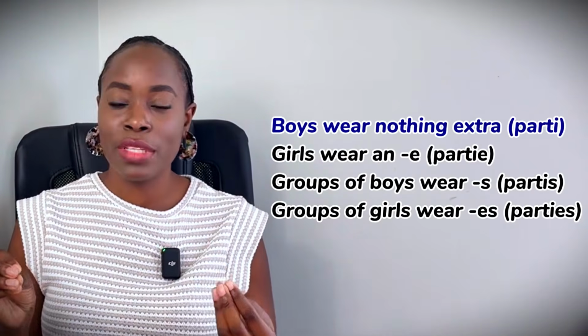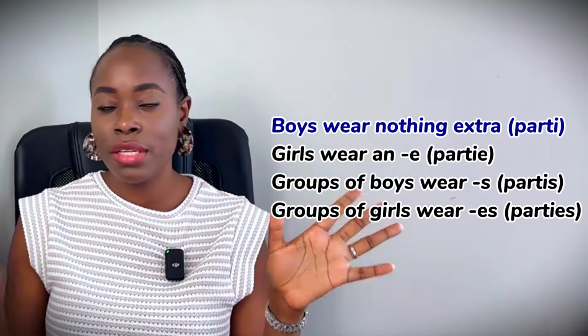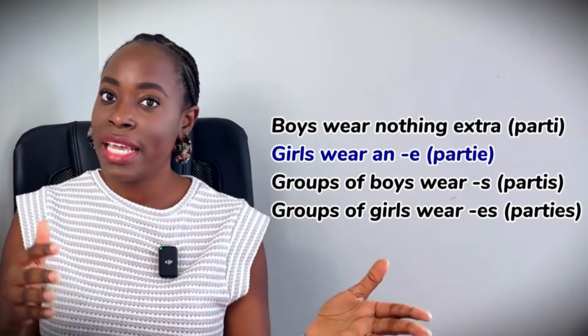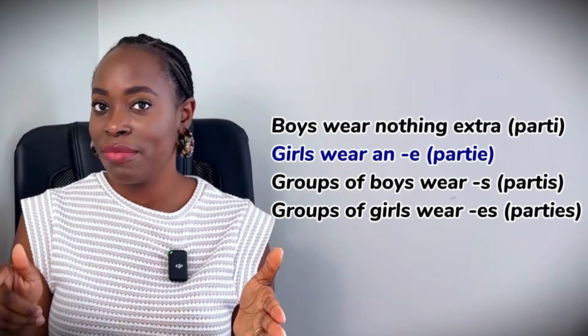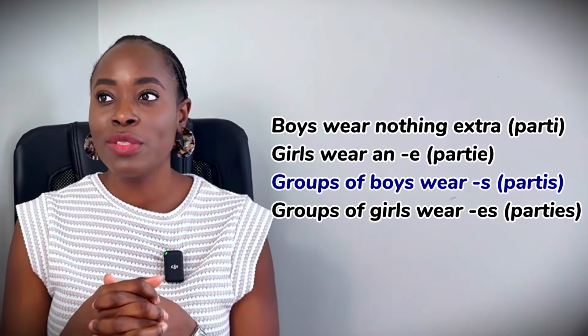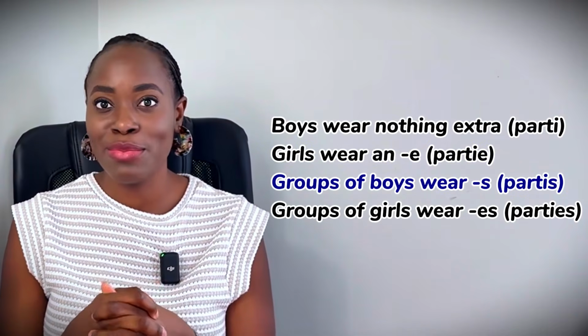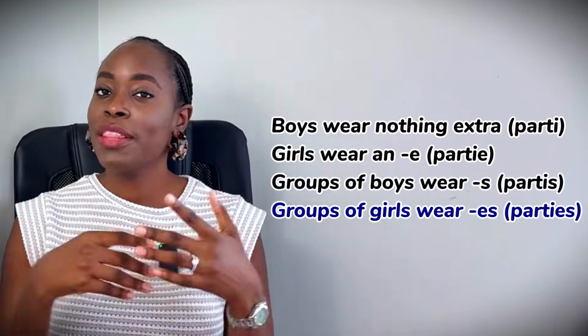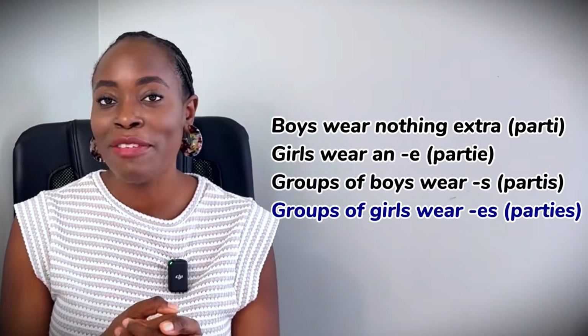If you're thinking, okay, wow, some more things, so how do I remember? Can you give me like a memory trick for agreement? I gotcha. Think of it like matching outfits. The past participle has to dress to match who is doing the action. So this might be weird, but let's think of it like this. Boys wear nothing extra. Like we looked at the verb parti. So nothing, you add nothing. But the girls wear an E, which is why you have partie with an E. Now let's say the group of boys wear S. This is for the masculine plural. So you have to have partis with an S. And the group of girls wear ES, which is why we have parties.